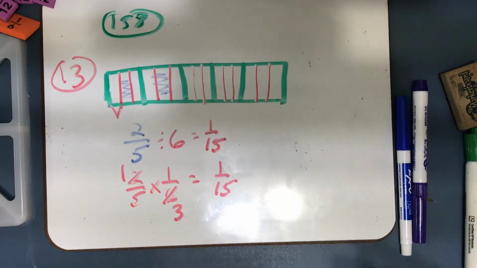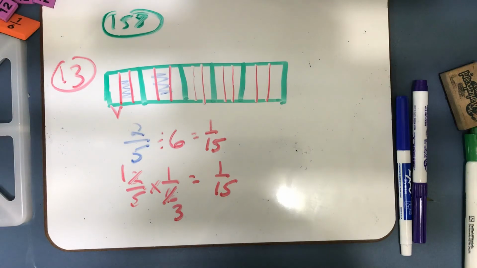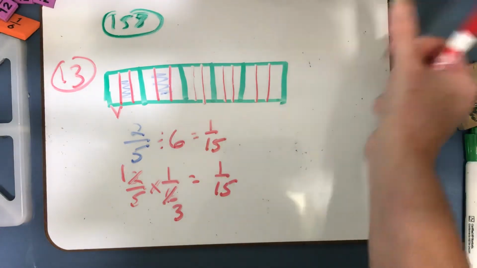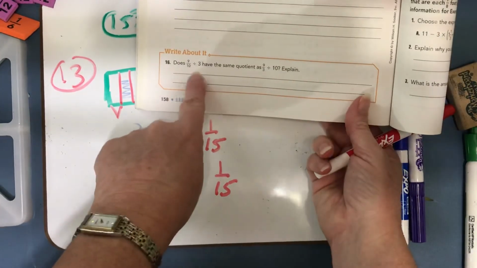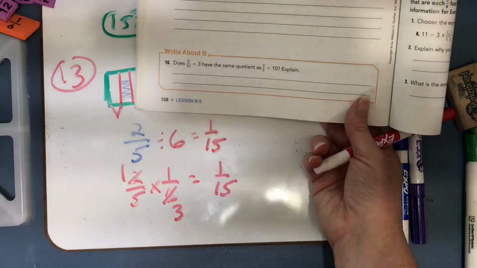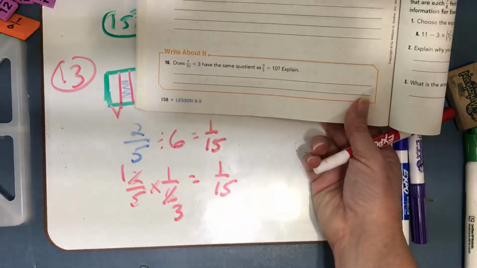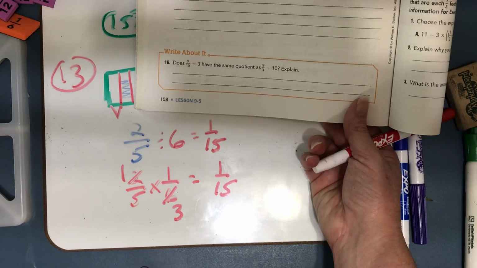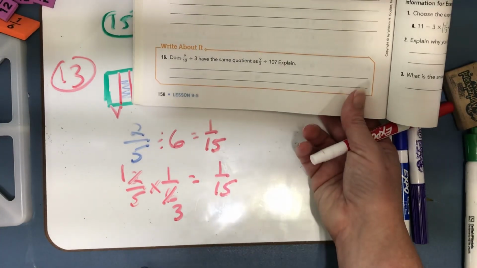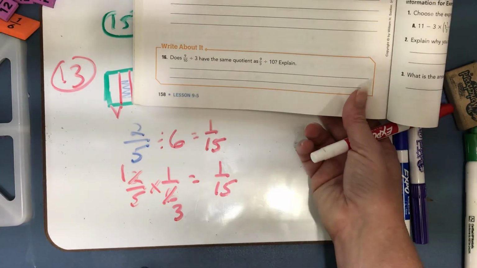So go ahead and finish that page. And yes, you need to write about it to decide if 9/10 divided by 3 has the same quotient as 9/3 divided by 10. Remember, multiply by the reciprocal of your divisor, and you will find something interesting on those two different division problems.